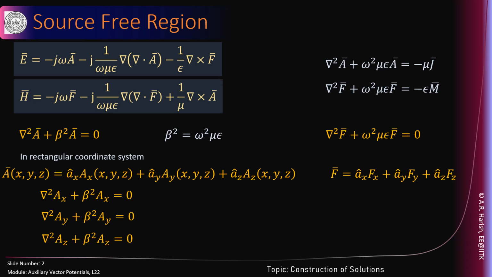A similar approach we can follow for F as well, where F is a function of x, y, z. It's not given here, but we know that it is a function of space x, y, z. And similarly, we can decompose the vector wave equation into three scalar wave equations. If we are able to solve these six equations, we know Ax, Ay, Az, Fx, Fy, Fz. Therefore, we know both A and F. Then we are ready to calculate the electric and magnetic fields.